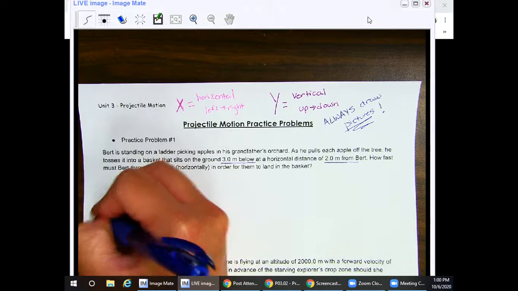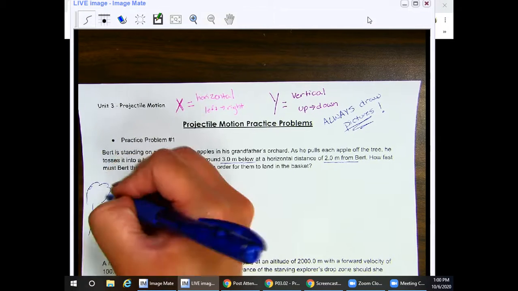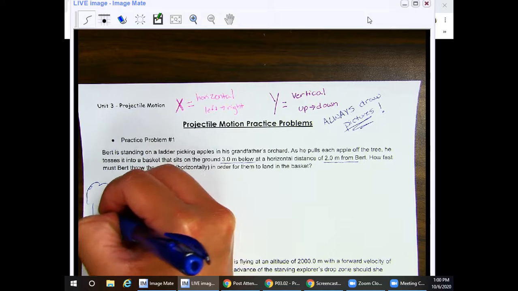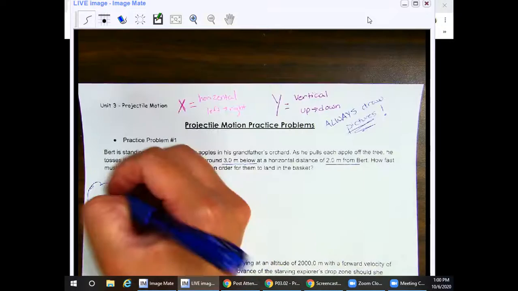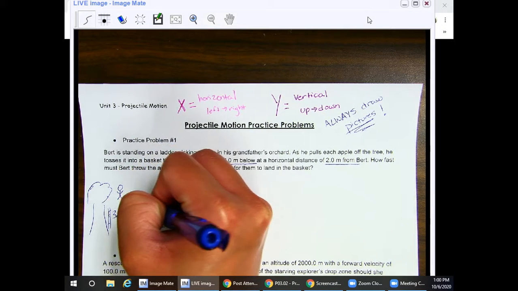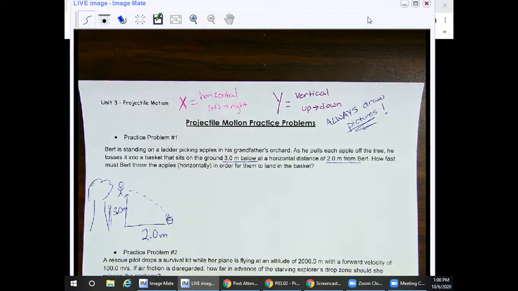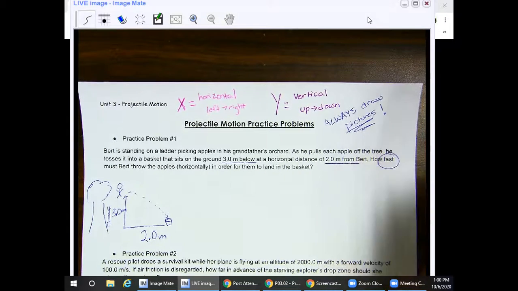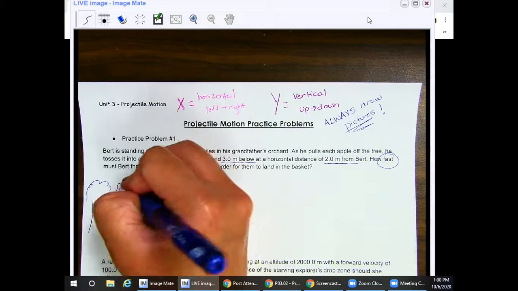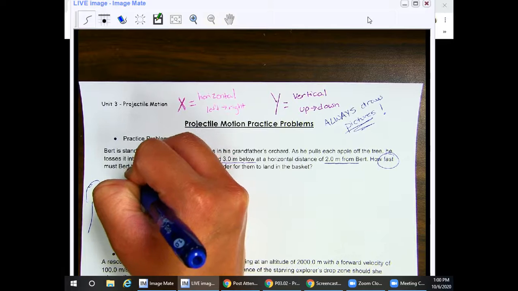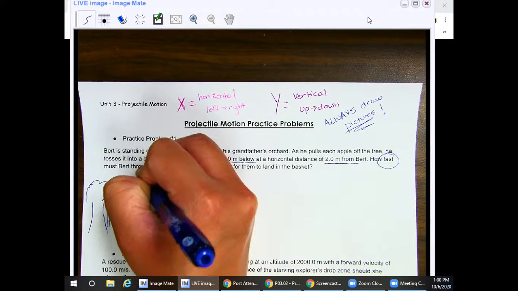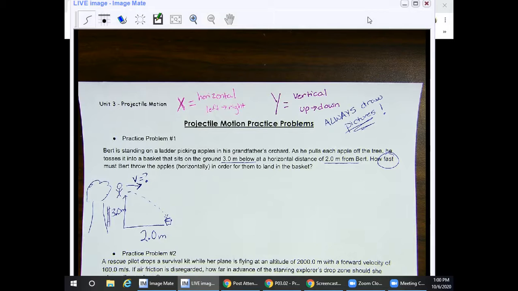So he's on a tree that's probably on a ladder. You don't need to draw all that. But anyways, he's picking apples. And then he's throwing the apples into a basket 2 meters away. So that's what's going on in this situation. And we want to know how fast he's throwing those apples. So we're looking for the velocity because we want to know how fast he's throwing those apples. So that's everything we've got going on.